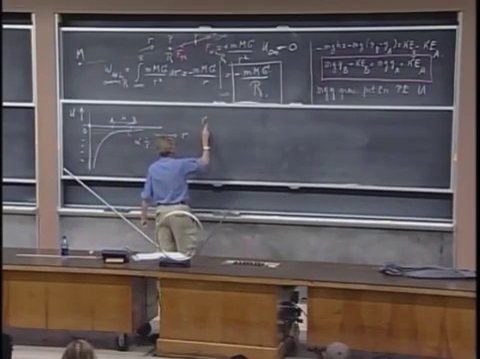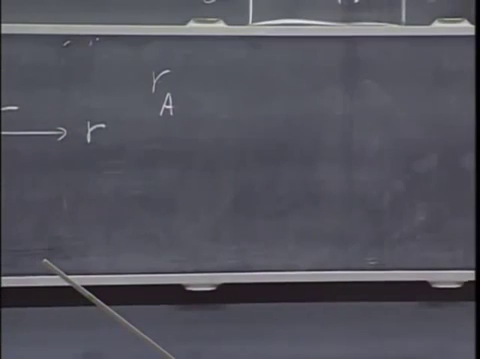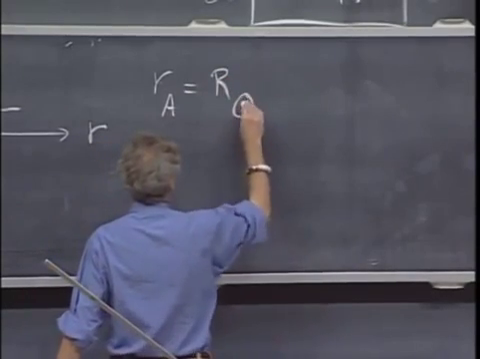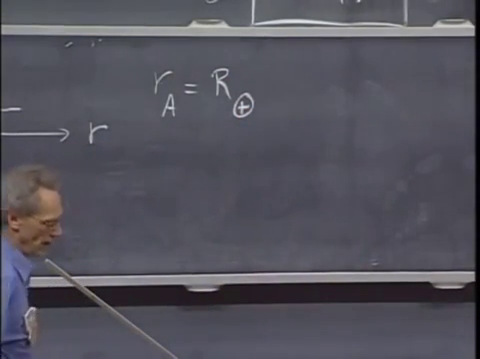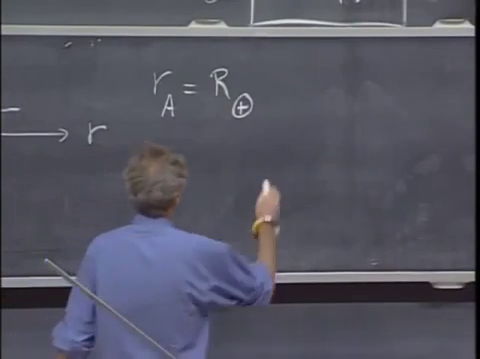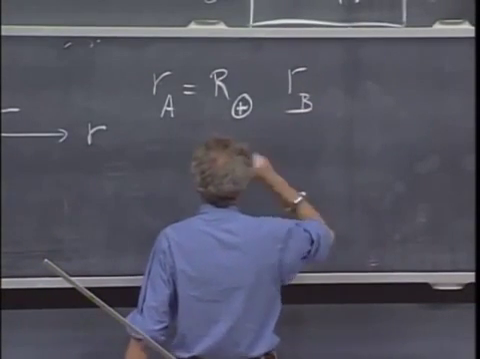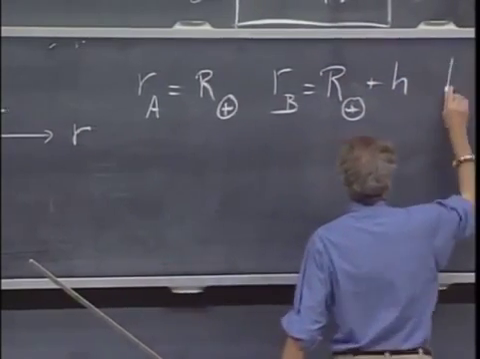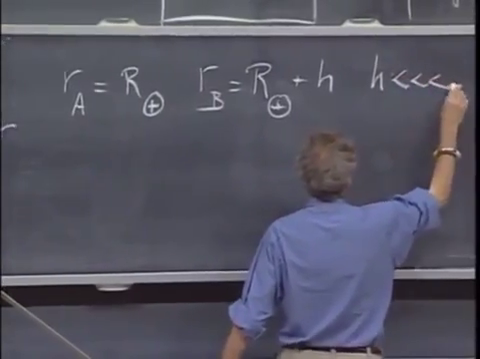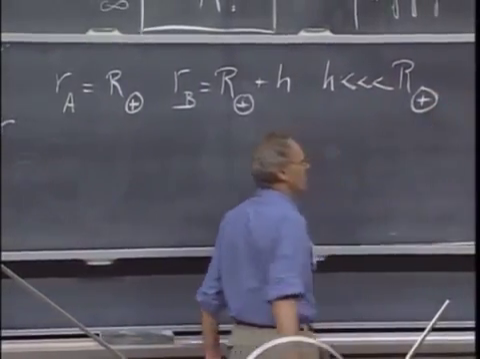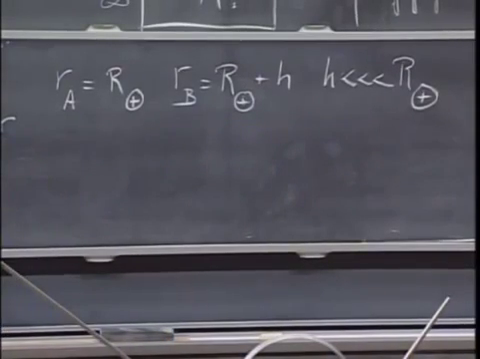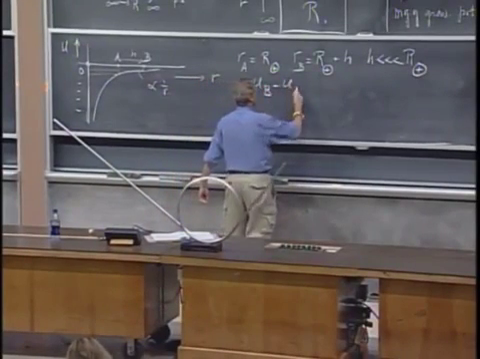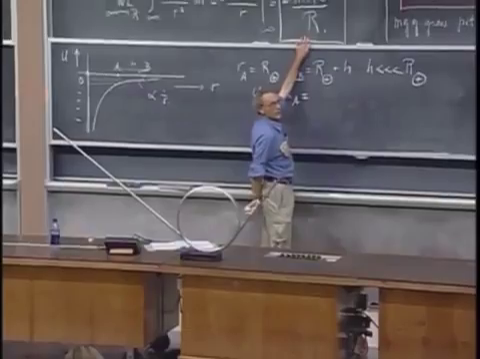Take a point A in space, which is at a distance r of A from the center of the Earth. I start at the surface of the Earth itself, so the radius is the radius of the Earth. And I go to point B, which is a little bit further away from the center of the Earth, only a distance h. And h is way, way smaller than the radius of the Earth. So I can calculate now what the difference in potential energy is between point B and point A. And I should use this equation.